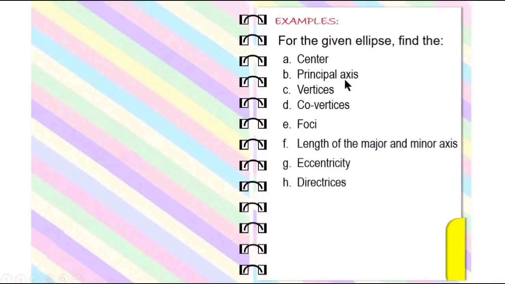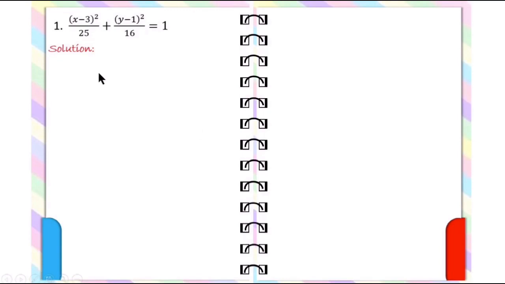For the given ellipse, find the center, principal axis, vertices, co-vertices, foci, length of the major axis and minor axis, eccentricity, and directrices. Number 1, the equation is (x minus 3) squared over 25 plus (y minus 1) squared over 16 equals 1. In this equation, h is equal to 3, opposite of negative 3, and k is equal to 1, opposite of negative 1. Thus, the center is at (3, 1).